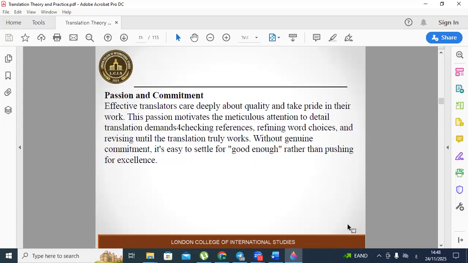Passion and commitment. Effective translators care deeply about quality and take pride in their work. This passion motivates the meticulous attention to detail that translation demands: checking references, refining word choices, and revisiting until the translation truly works. Without genuine commitment, it's easy to settle for good enough rather than pushing for excellence.